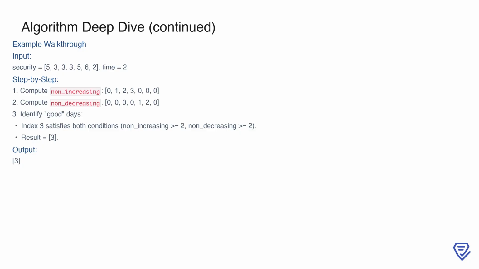Now, we check for good days. At index 3, both arrays have values greater than or equal to time, making it a valid day to rob the bank. The result is 3, which we return as the output. This example illustrates how the algorithm combines pre-computed values to efficiently solve the problem.